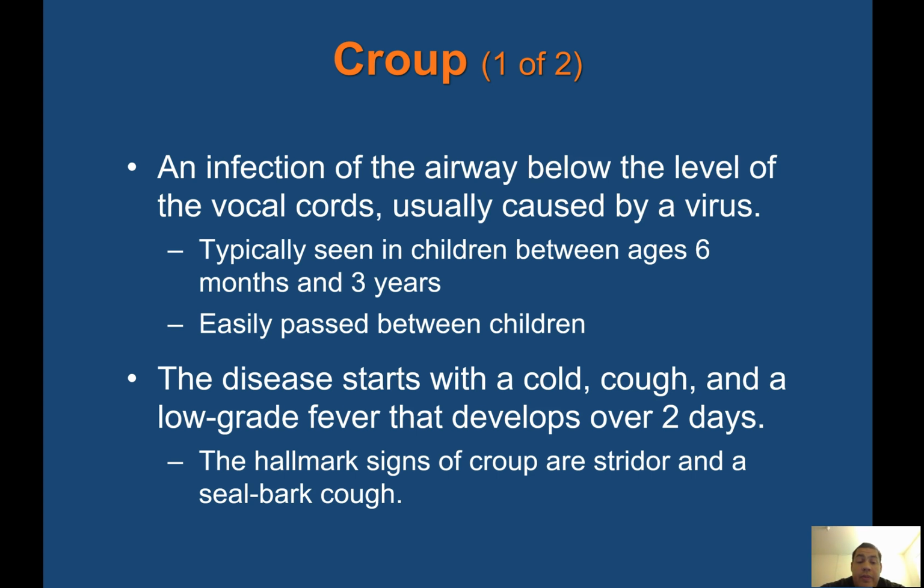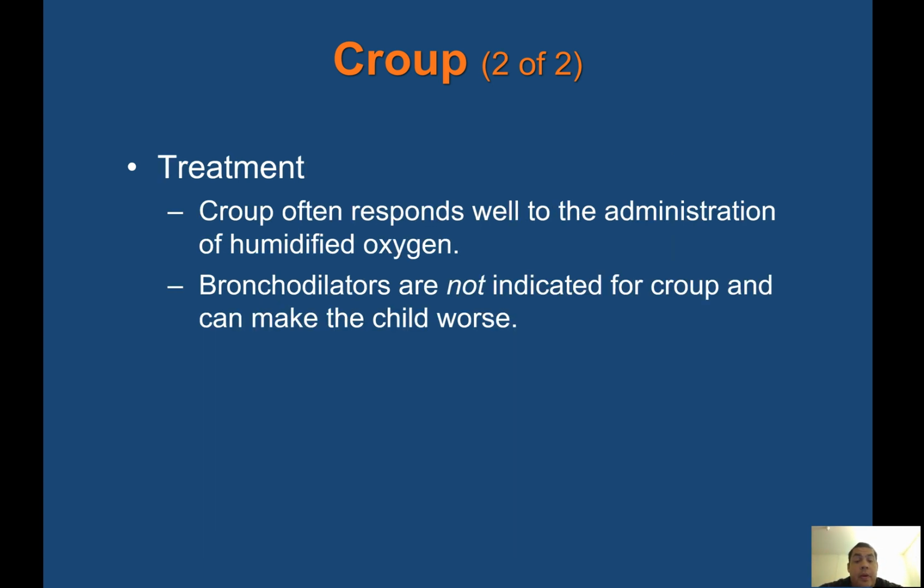Croup is an infection of the airway below the level of the vocal cords, usually caused by a virus, typically seen in children between ages 6 months and 3 years. Easily passed among children. The disease starts with a cold, cough, and a low-grade fever that develops over 2 days. The hallmark signs of croup are stridor and a seal bark cough. So that's probably going to be a test question for you guys. Make sure you know what a seal bark cough indicates.